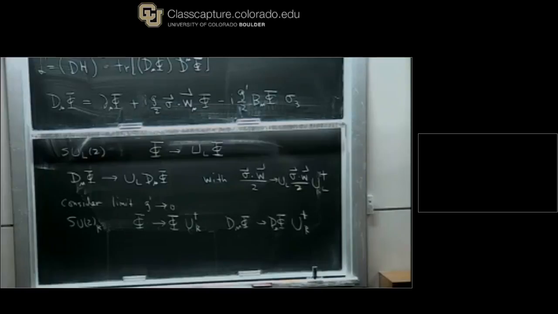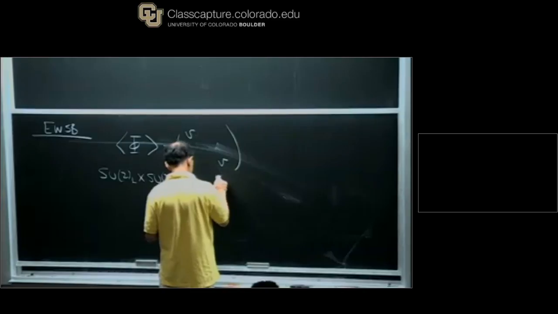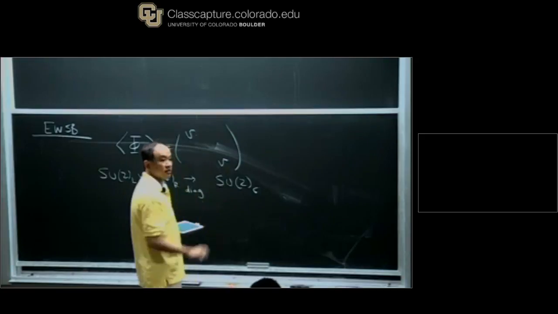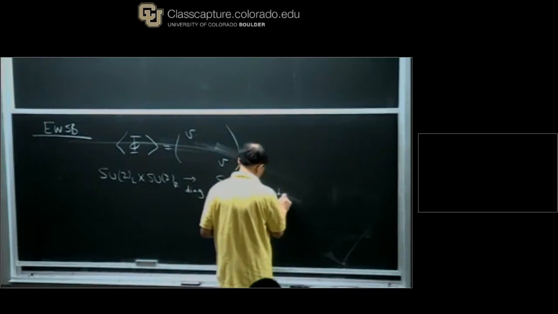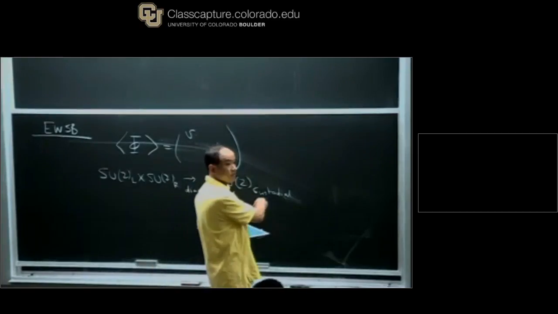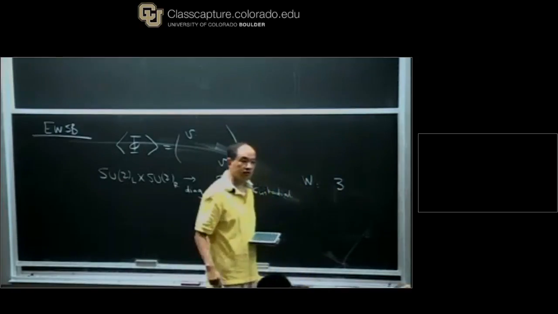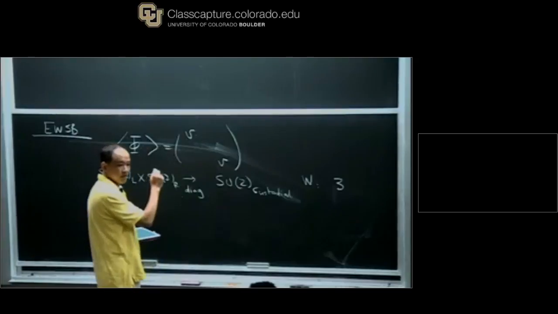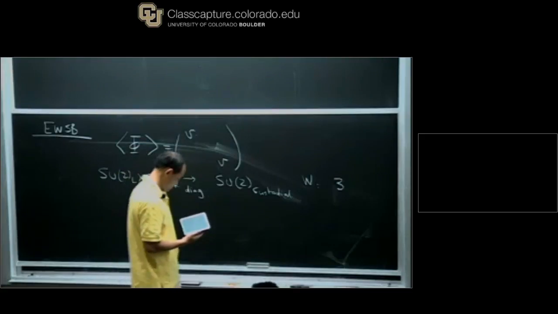So this takes SU2L times SU2R to its diagonal, which is SU2C. It's called the custodial SU2. And under custodial SU2, W is still a triplet, because W is a triplet under SU2L, and anytime I rotate, I have to go through W.